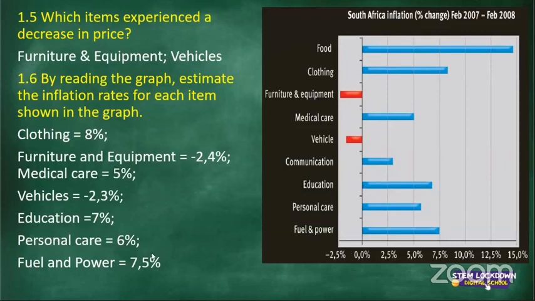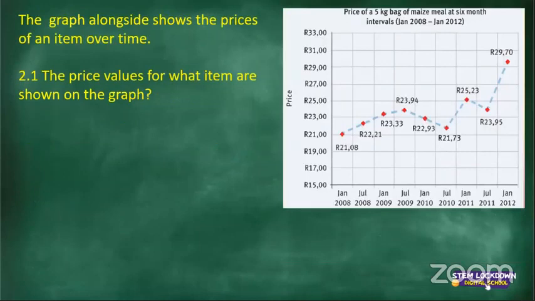And then we've got education at about 7%, personal care at about 6%. Yeah, that would pass as well. And fuel and power at about 7.5%. It's exactly 7.5%. So here, these are free marks. As long as you can read your graph and you give the correct range, then you'll be fine. Or the correct value within the range.